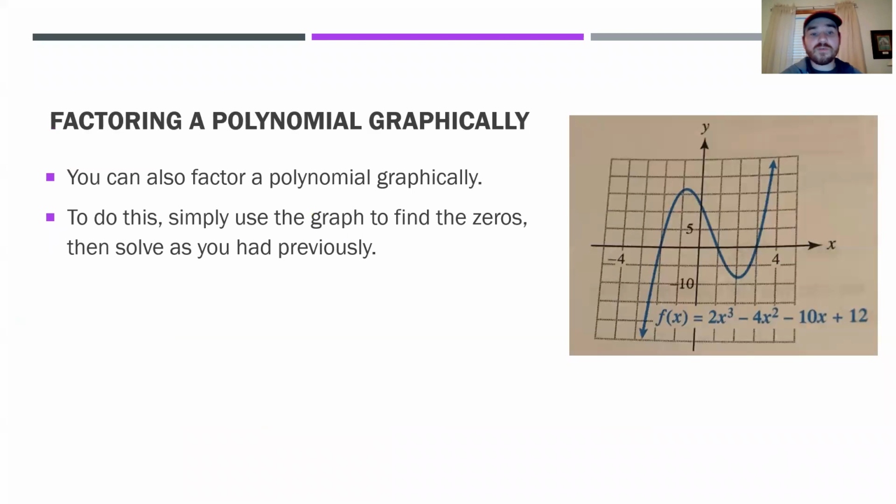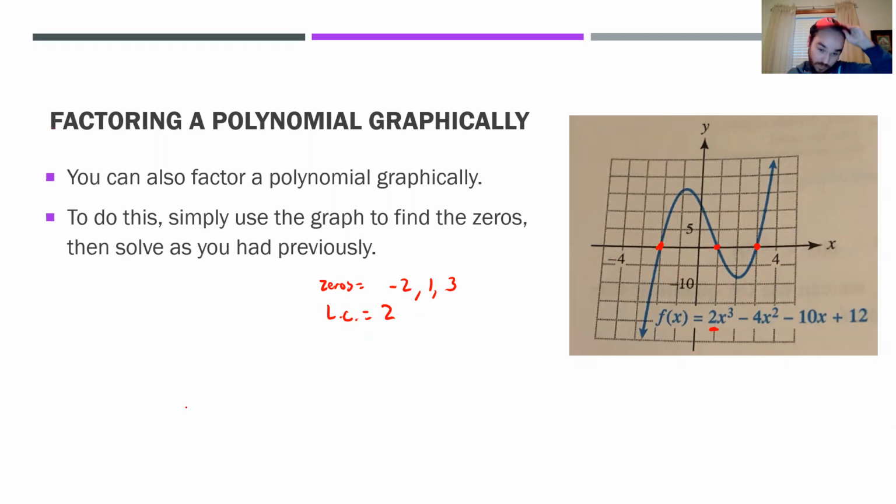Now, we can also factor a polynomial graphically. To do this, we simply use the graph to find the zeros, then solve as we had previously. So in this case, we're given the function right here, which means our leading coefficient is 2. That's one of the things we need to know. The other things we need to know: we've got a 0 at -2, a 0 at +1, and a 0 at +3. So zeros equal -2, 1, 3. Leading coefficient equals 2.